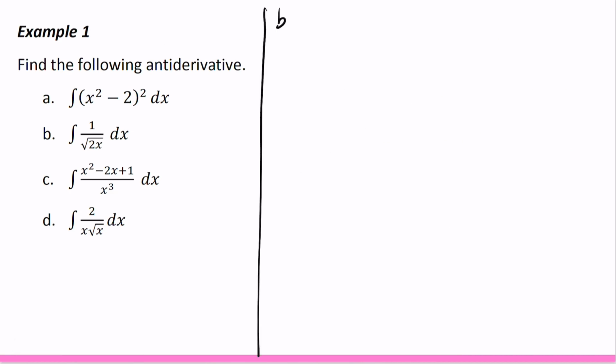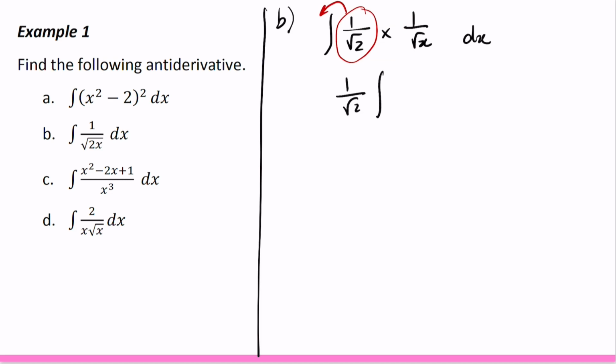Part B. This is an example of where pulling out the constant might actually help. You can see that we've got root x as our main function, but we've also got a root 2 in front, and I don't really want to deal with the root 2. So the first thing is I can rewrite this as 1 on root 2 times 1 on root x. Obviously, when I multiply, you just multiply across. So that can look like that. And then this is just a constant, so I can pull that out. So that'll be 1 on root 2, and then that'll be 1 on root x dx.